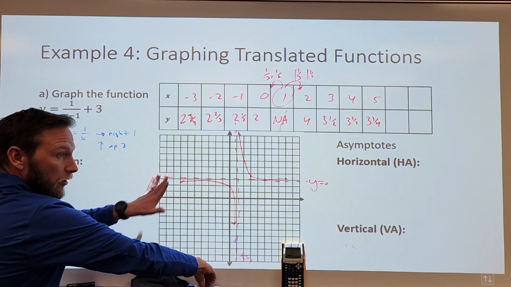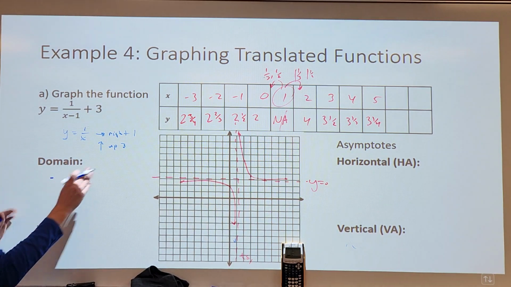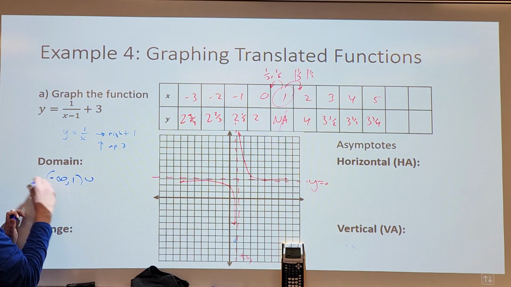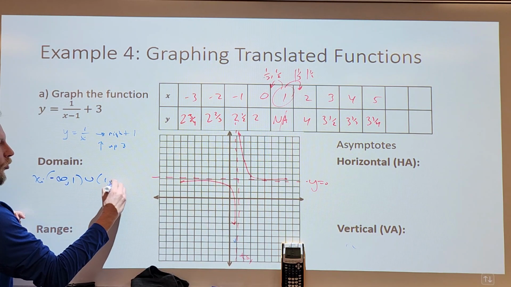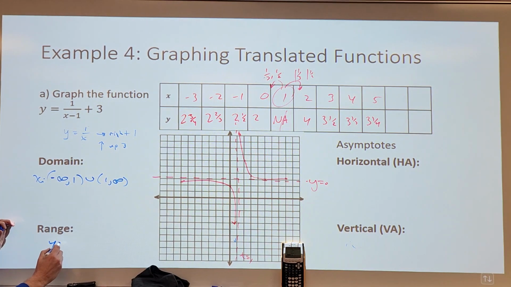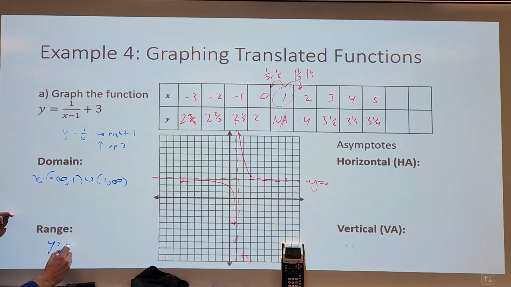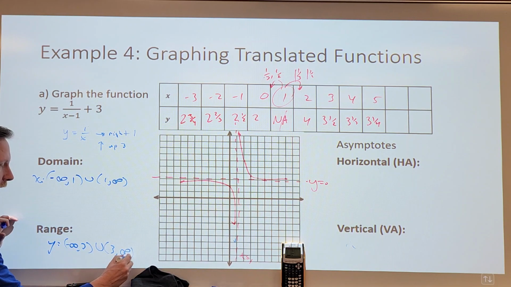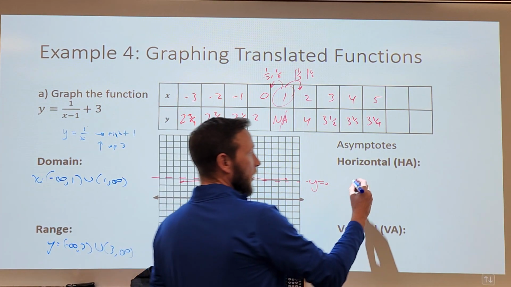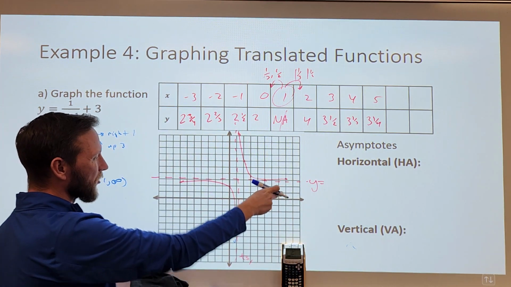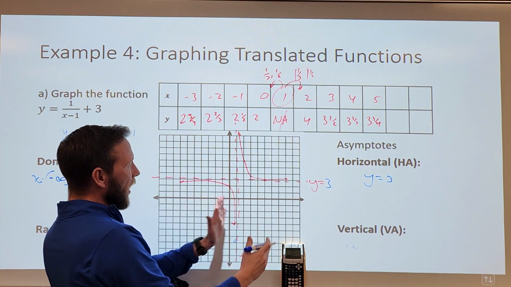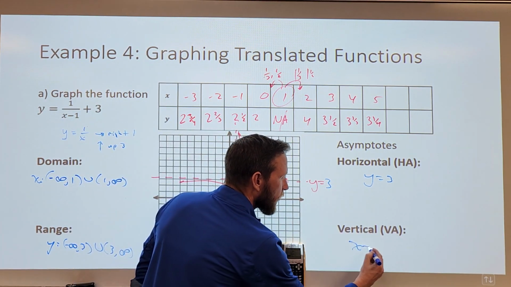Our domain doesn't really change here, right? Our domain is also shifted to the right, so we're going to go from -infinity to 1, and from 1 to infinity. Our range is shifted up. It's not really much different, but it's going to go from -infinity to 3, union with 3 up to +infinity. Our horizontal asymptote is not y = 0. I wrote y = 0 and I was wrong. That's y = 3. And our vertical asymptote here is x = +1.